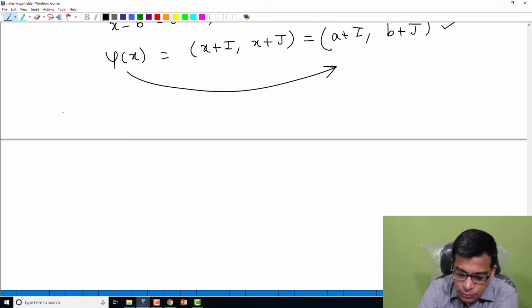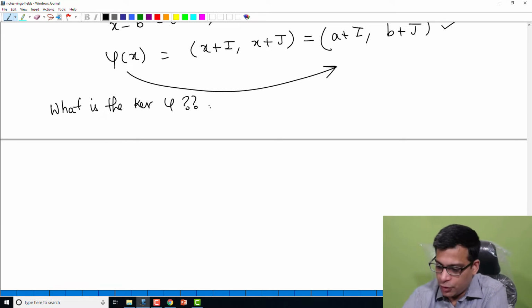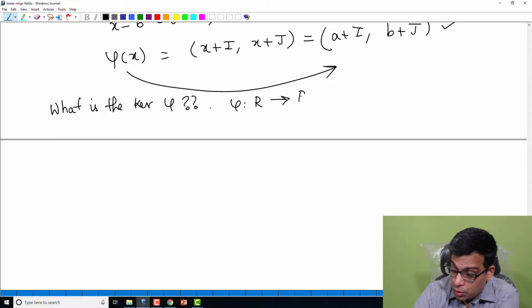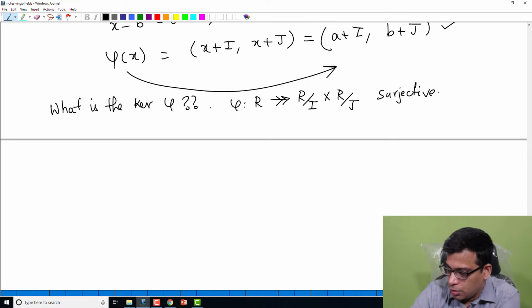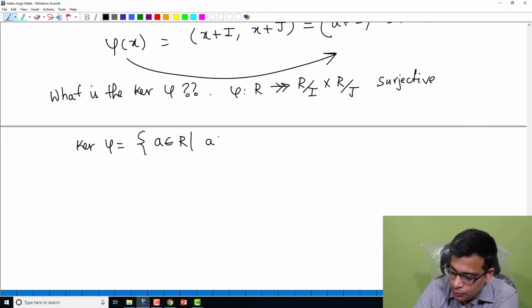As a bonus question, I am going to ask you, what is the kernel of phi? Remember, phi is the map from R to R mod I cross R mod J. It is a surjective ring homomorphism by the previous problem. So, what is the kernel? Remember, the kernel of any ring homomorphism is all elements of the ring such that phi of a is 0.